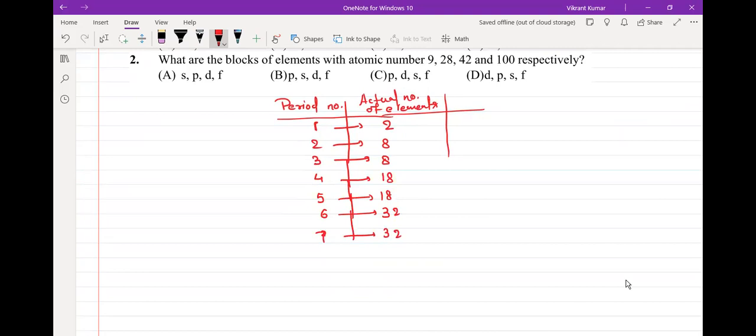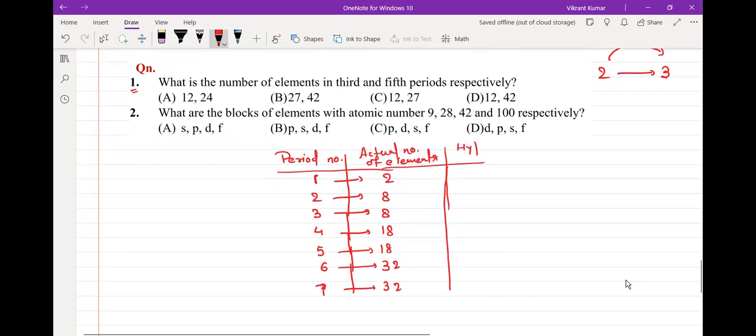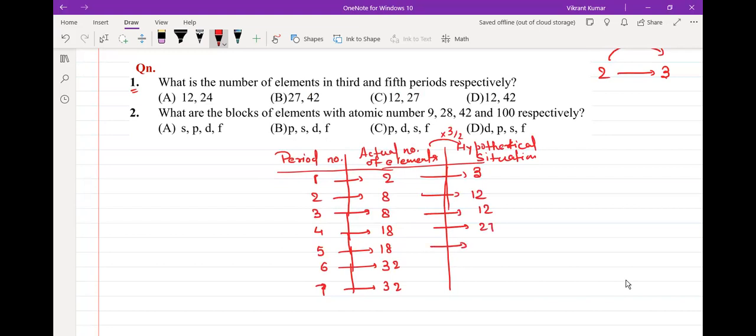This is a hypothetical situation, obviously. Make everything 3 by 2 times. That's why we'll say that in these periods we'll be getting 3 elements, 12, 12, 27, 27, 48, and 48. Now, if you see this question, the first question's answer has come.